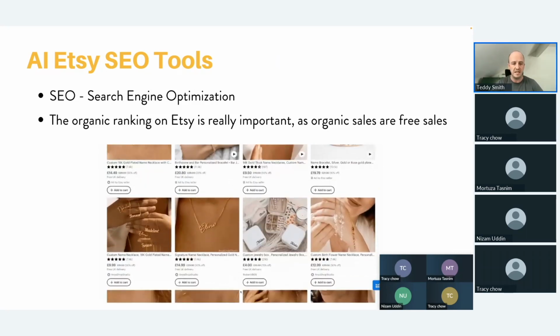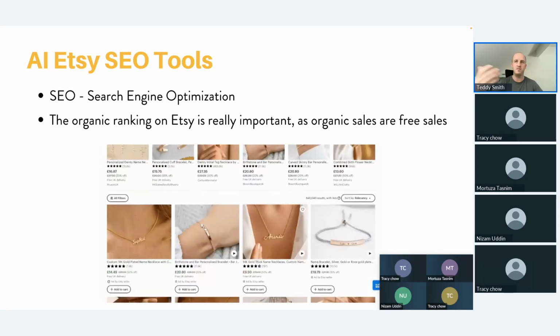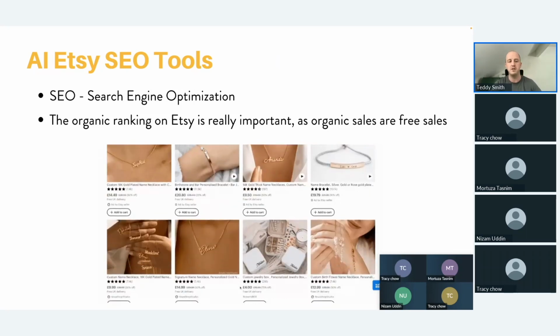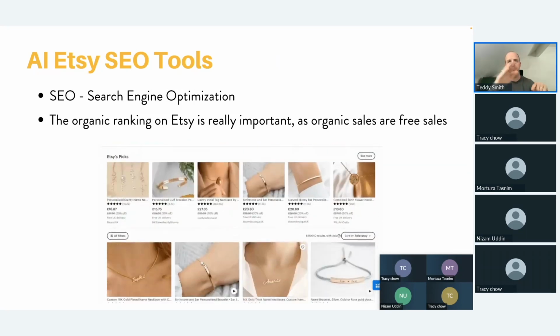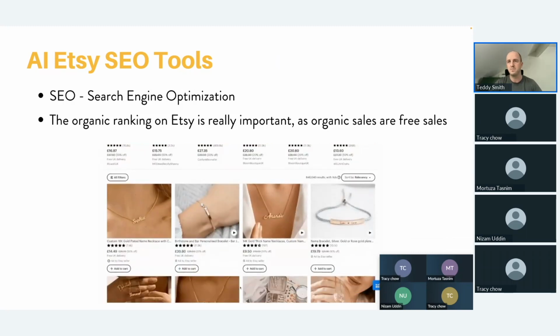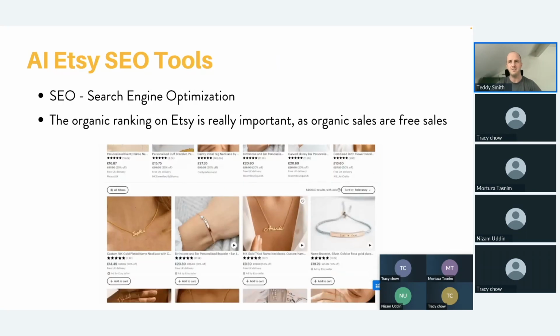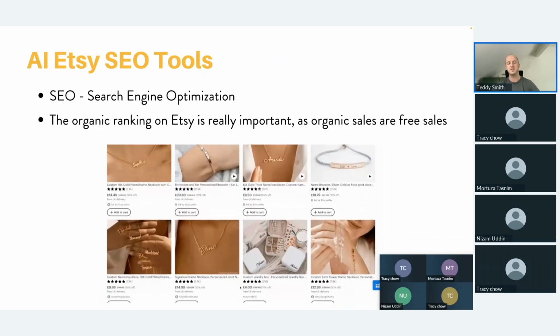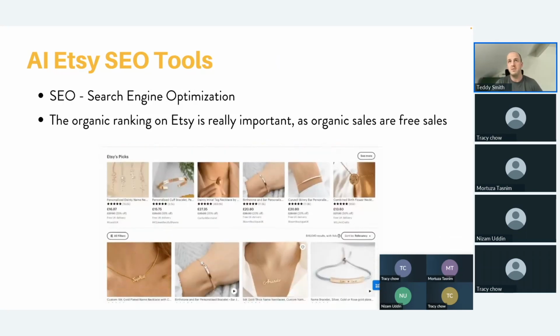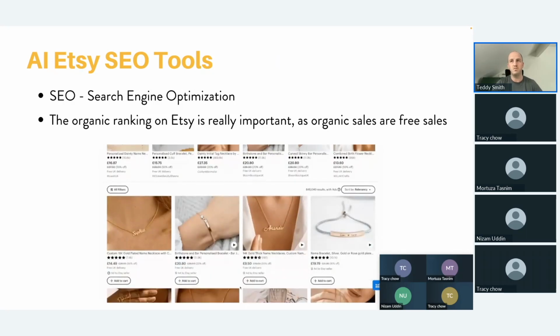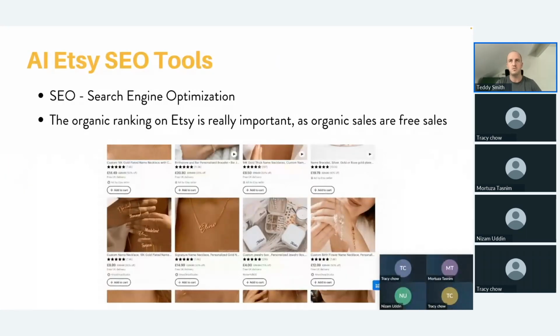Now, each different keyword has a different organic rank. You know, I've typed in here personalized jewelry. If I typed in name jewelry, that might bring up different products. And that's because Etsy takes loads of data about which products sell and then shows those products to the customers. So this is what the SEO means. And this is one of the ways we can use AI to find the keywords that have got good opportunities.